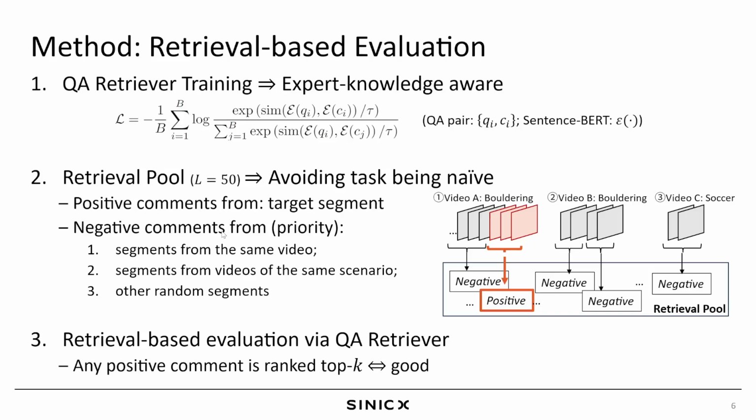After obtaining the EGO-EXO-ASK dataset, we can now train the QA retriever and use it for question evaluation. The question retriever we used is a sentence BERT for calculating the similarity between questions and comments. Given a question, we use it as a query to retrieve comments in the retrieval pool. The retrieval pool is constructed by positive and negative comments, where negative comments are extracted from similar things in prior. If a question can retrieve any positive comment at top K, we regard it as a good question.